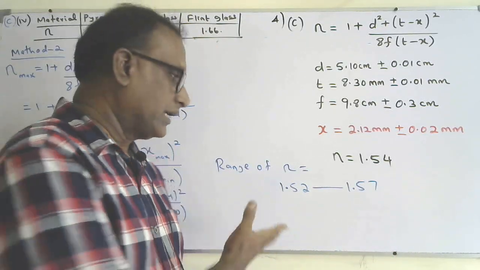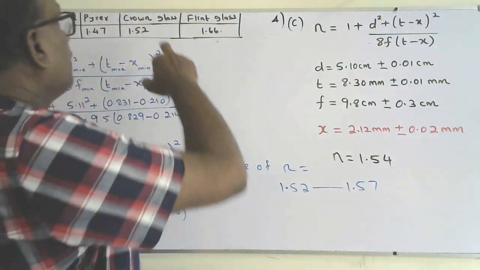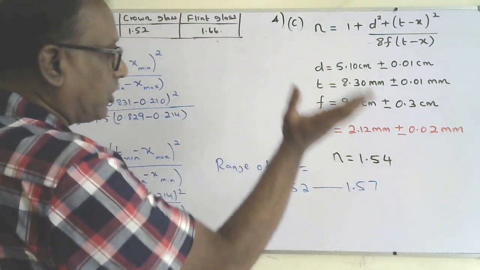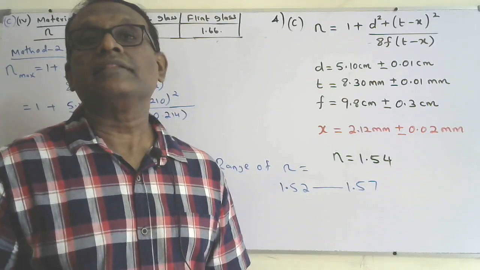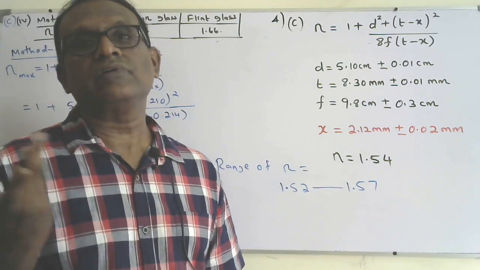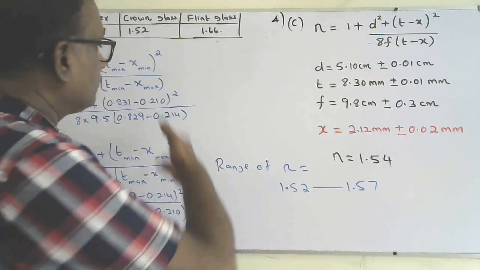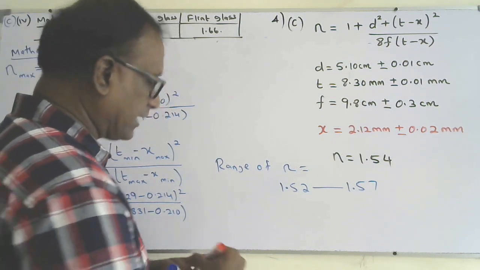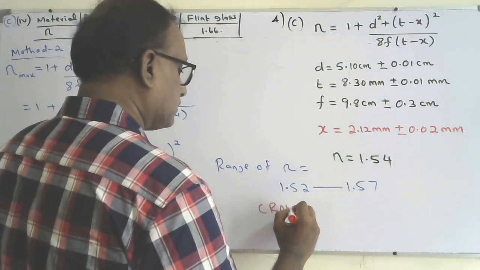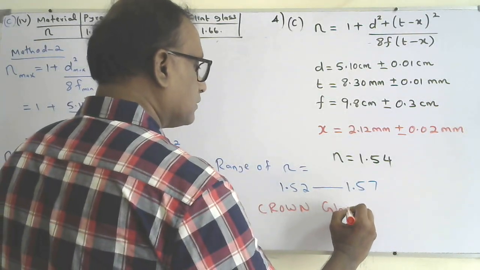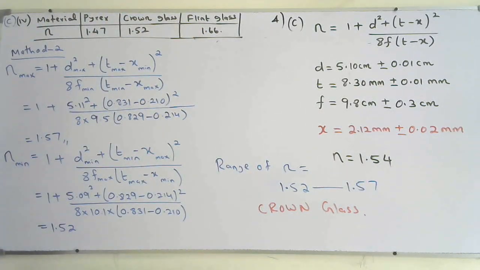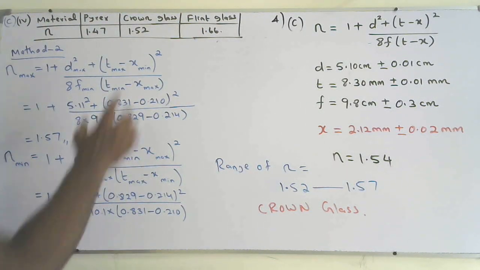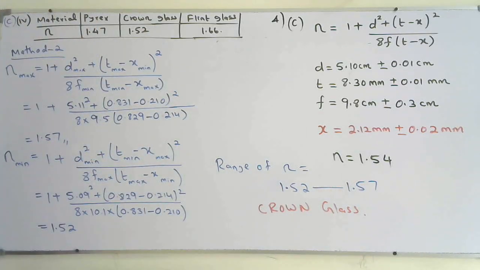You have to give the conclusion. I'm not writing it, you should write it. So the refractive index of the crown glass is falling within the experimental range. Therefore, the given lens is made of crown glass. This way also you can do it. So here also crown glass. That's the conclusion you have to see, because that value is falling within this range.